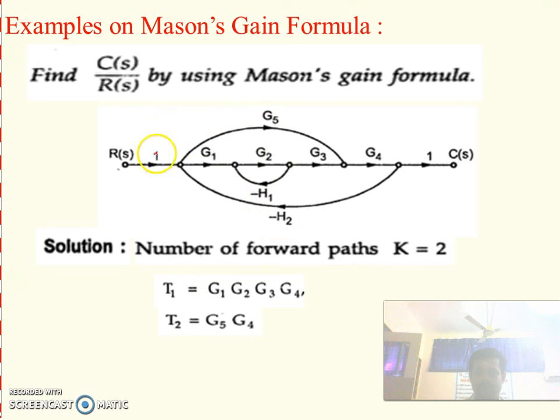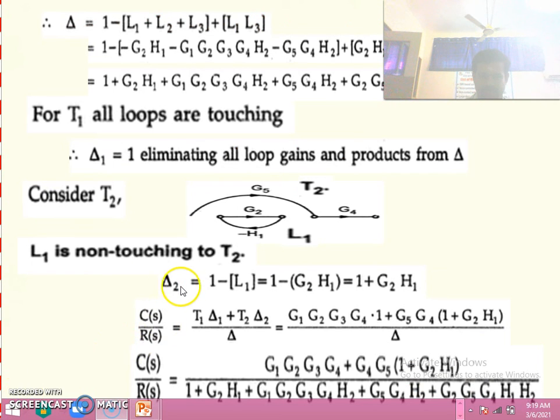Now this is the second forward path. In the second forward path, the G2 minus H1 loop is not touching the second forward path. So delta 2 is 1 minus the part which is not touching. Which part is not touching? Minus G2 H1 is not touching. So delta 2 is equal to 1 plus G2 into H1.